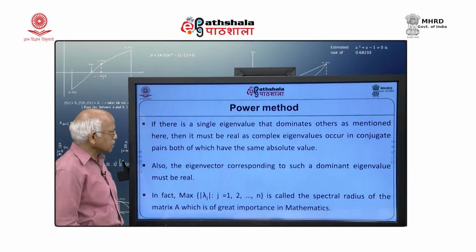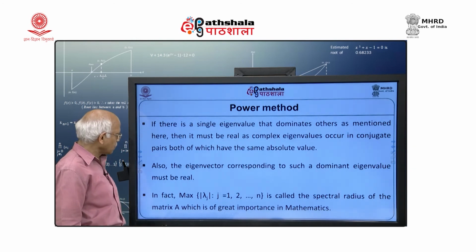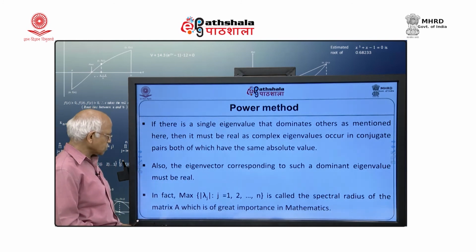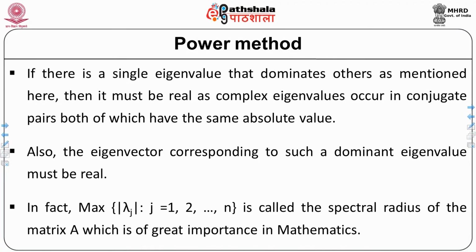Also, the eigenvector corresponding to such a dominant eigenvalue must also be real, because the eigenvalue is real and the eigenvector is also going to be real, and therefore it is possible to make the computations by this particular method to find such a dominant eigenvalue.